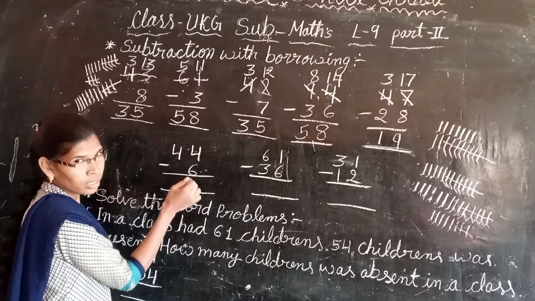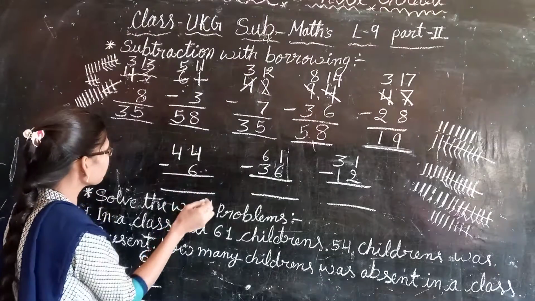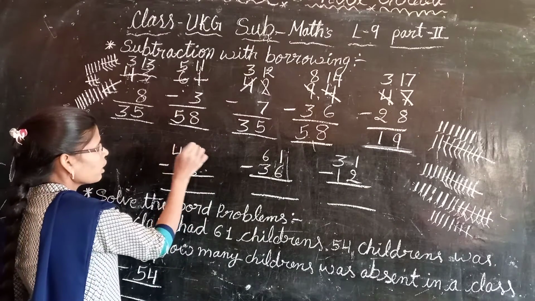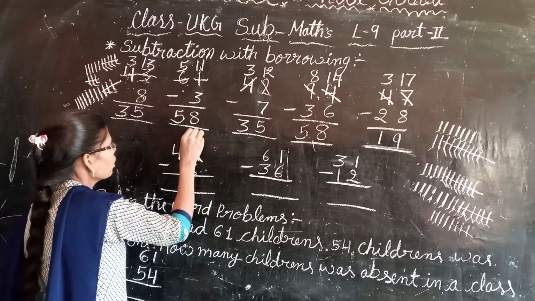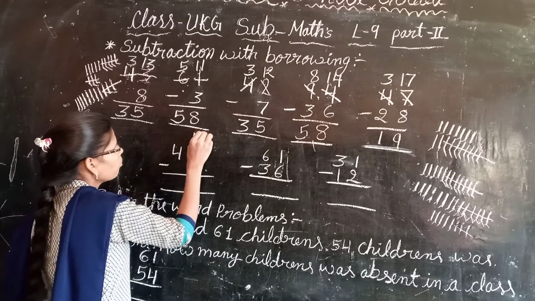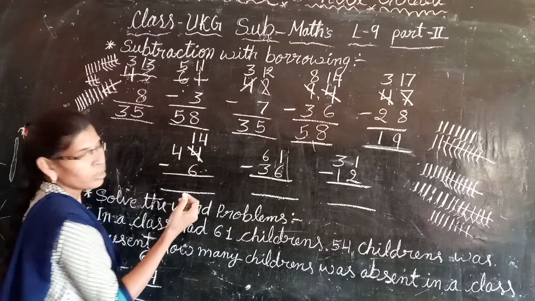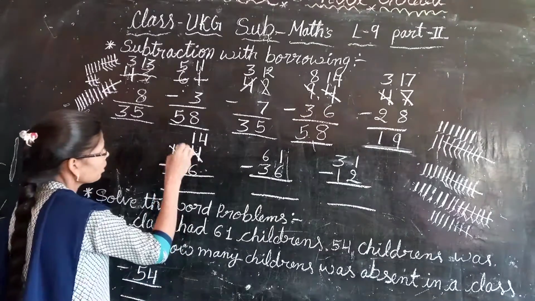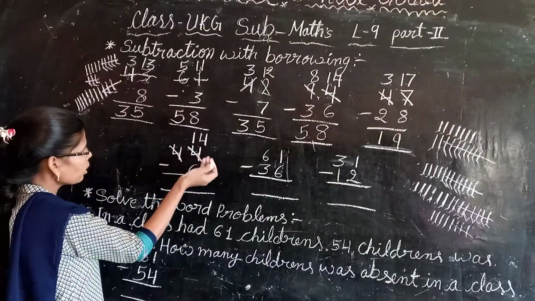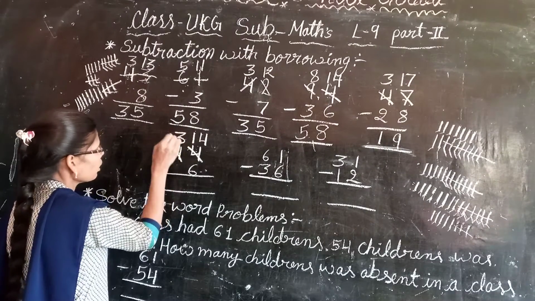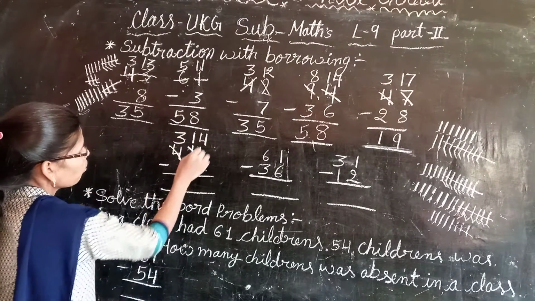So 4 can't cut 6. So what does 4 have to do? 4 has to borrow from here and it will get one number. So it will have 1, 4, 14. Then this number has already given to the other number. So it is left with 3. Now next what we have to do?